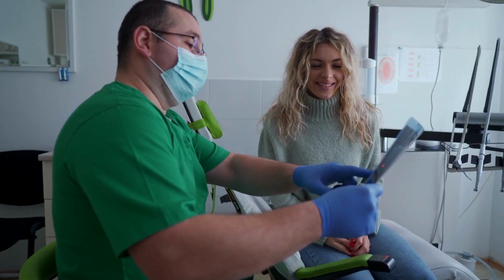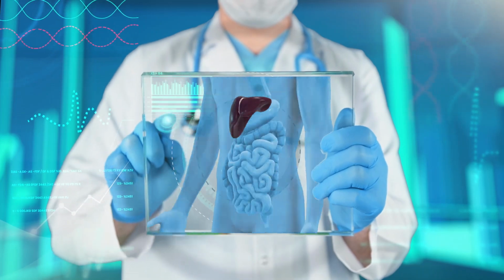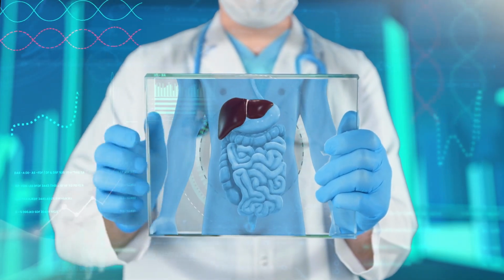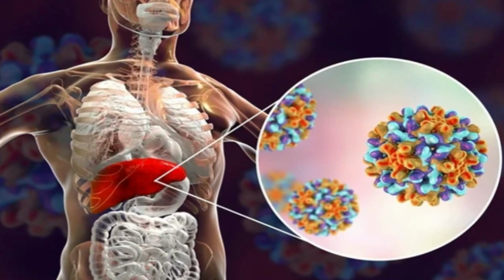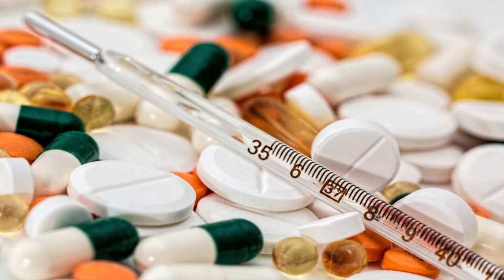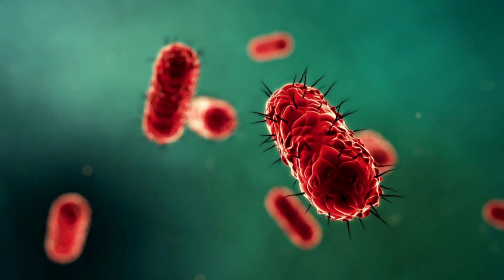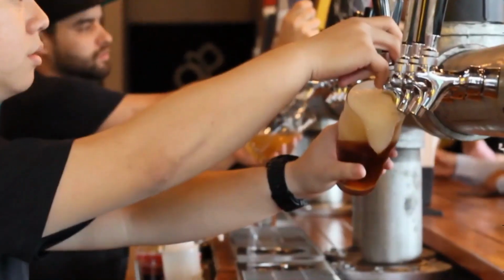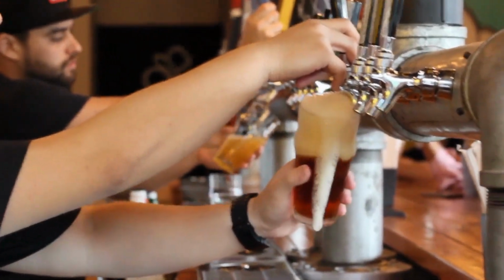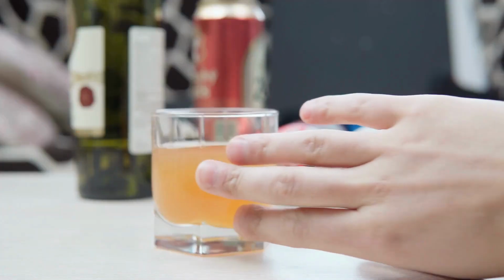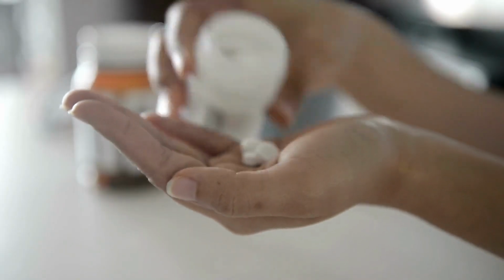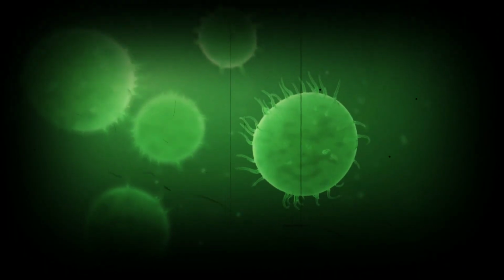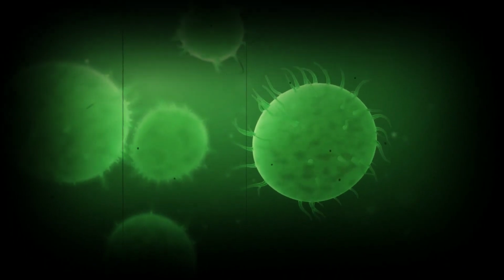7. Treatment options. The appropriate treatment for liver inflammation depends on the underlying cause. For viral hepatitis, antiviral medications may be prescribed to suppress the virus and reduce inflammation. In cases of alcoholic hepatitis, complete abstinence from alcohol is essential. Medications may also be used to manage autoimmune hepatitis or other underlying conditions.